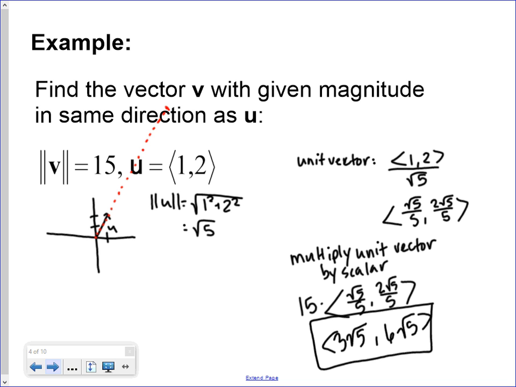If I think about the slope, vertical over horizontal component, it's going to be 2 over 1, which is the same slope or same direction as u, 2 over 1. And if I were to plug that into the Pythagorean theorem and do the magnitude right there, the square root of 9 times 5 plus 36 times 5, and then the square root of that should be the square root of 225, which is 15.